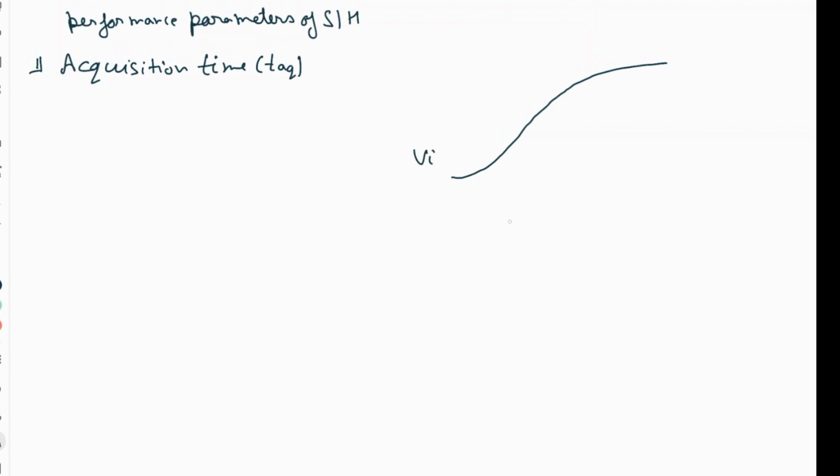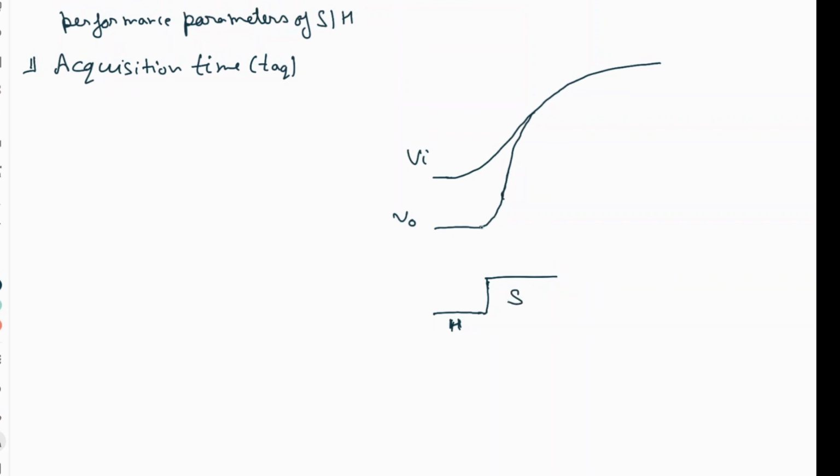Suppose we have an input signal and it was in hold condition H, and now we have given the command to sample. It is the time required for the holding capacitor to reach the specified value of input. This time that is required is called acquisition time.